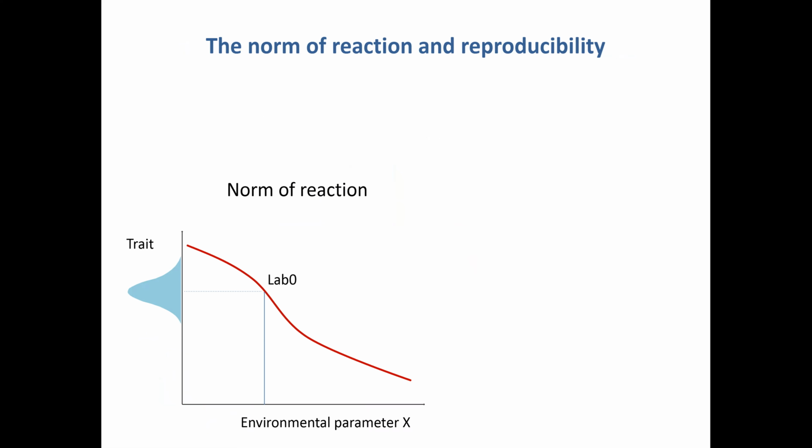So we argued already some years ago that this norm of reaction might explain the low reproducibility of biomedical research findings, because what we usually have is one study where researchers take a small sample of animals in one laboratory, kept and tested under very specific conditions, and then they get a result for a specific trait, which can be, for example, a response to a treatment. Then later on, maybe this study is replicated by other researchers in another lab. But because it's other researchers and another lab, there will for sure be environmental differences.